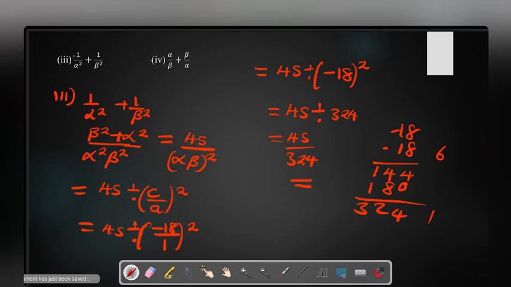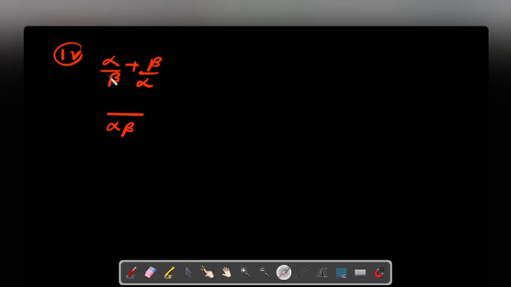Then moving to part 4. Part 4, what we have is alpha over beta, then plus beta over alpha. This is what we have. To evaluate this one, you find the common denominator, and here our common denominator becomes alpha beta. So you start dividing.